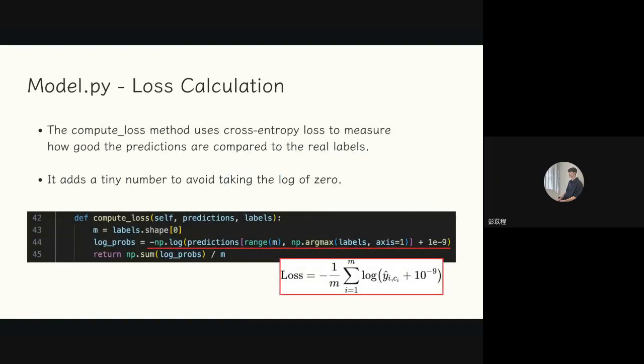Okay, finally, let's cover how our model evaluates its performance and manages its parameters. The compute loss method calculates the cross entropy loss, which is a standard measure to see how well our model's predictions match the actual labels. It even adds a small number to avoid issues with taking the logarithm of 0, which is a neat little trick. Next page.